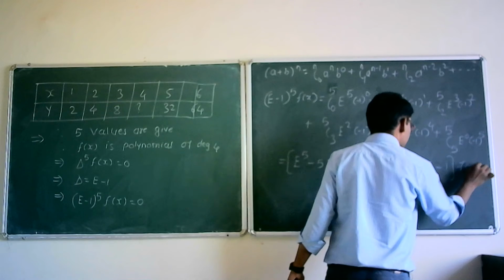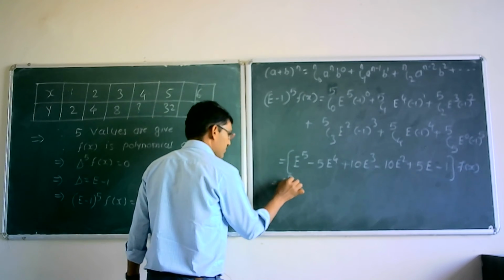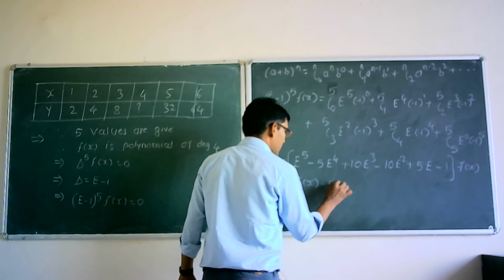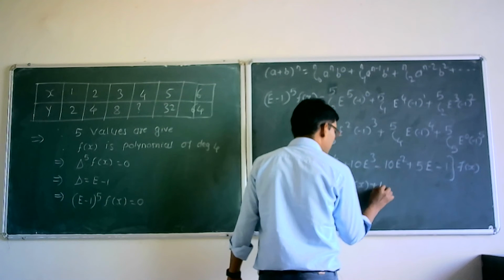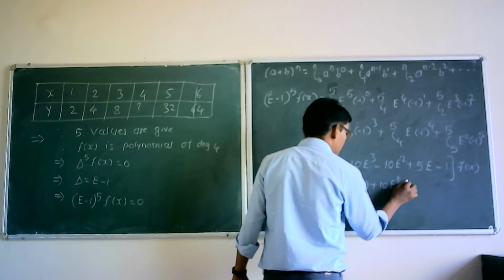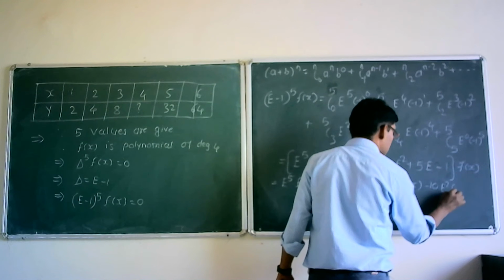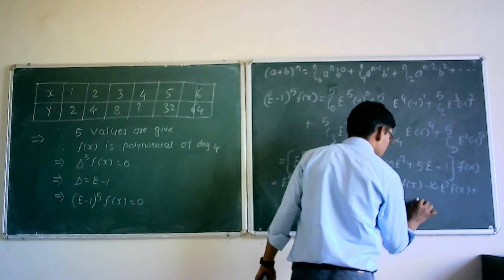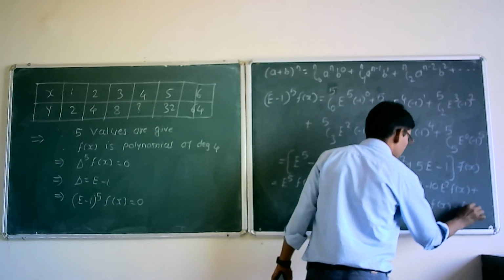If you multiply this f of x inside the bracket, you will get e raised to 5 f of x minus 5 e raised to 4 f of x plus 10 e cube f of x minus 10 e square f of x plus 5 e f of x minus f of x.